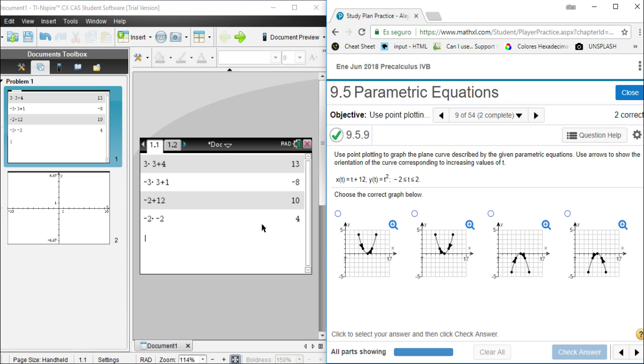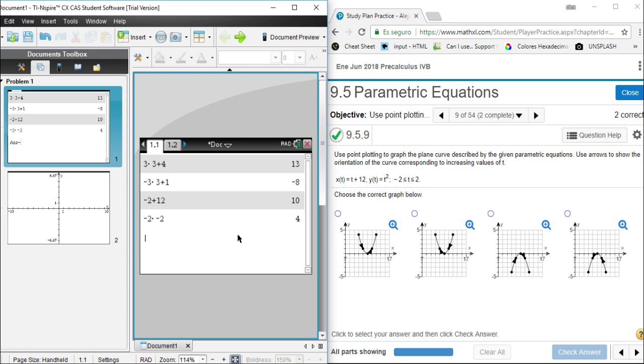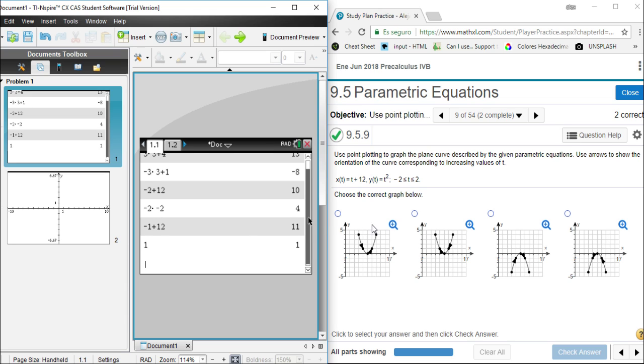Okay, next point, minus 1. Minus 1 plus 12 is 11, and minus 1 squared is 1. Okay. So we need to find that point, that is 11 for x, and y is equal to 1.